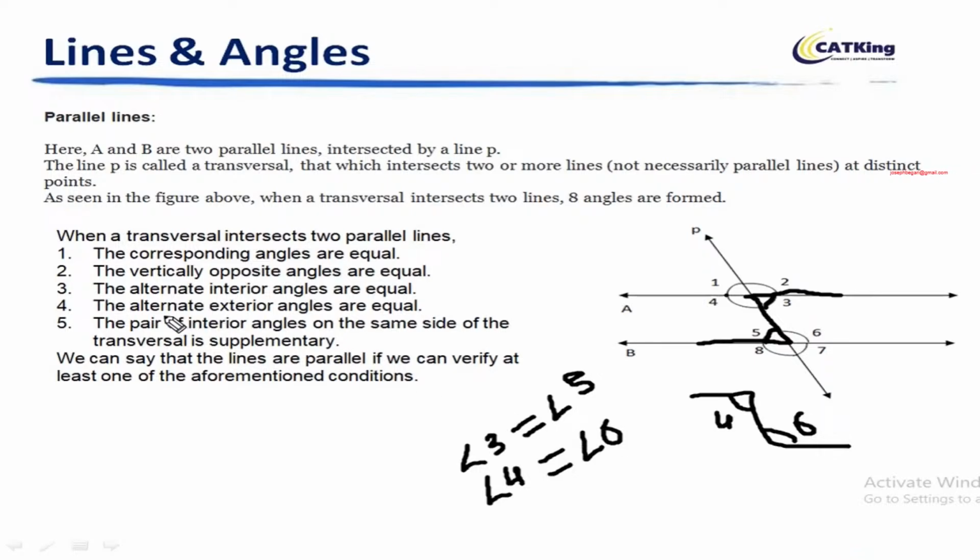Okay. Let's read the other property. The alternate exterior angles are equal. So the alternate exterior angles will be angle 2 and angle 8. These two will also be equal. These are alternate but exterior. These are on the exterior side of the line. So these are alternate exterior angles. Angle 2 will be equal to angle 8 as per property 4.